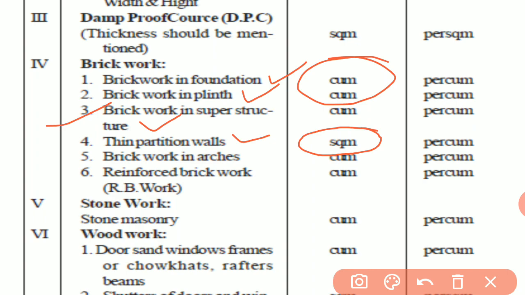So whatever I am highlighting or stressing, just remember those things or note them down in your notebook. They will definitely be asked in the MCQ to make you confused. Then brickwork in arches and reinforced brickwork, RB work, all are measured in cubic meter except thin partition wall. Also there is one type of brickwork, honeycomb brickwork for decorative purpose, which is also measured in square meter.